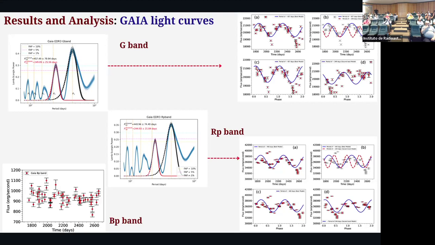Similarly, for the RP band, this is the light curve in the RP band overplotted with the best period of 440 days. And here you can see the comparison of the best period and the second best period. The best period is shown with the blue curve, and the second best period is shown with the red curve. Here is the phase folded diagram with the best period of 440 days, and this is the phase folded diagram with the second best period. Here also you can see the best period looks more significant and looks better. So with the Gaia band analysis, you can say that the best period of 457 days looks better if you compare it with the second best period.